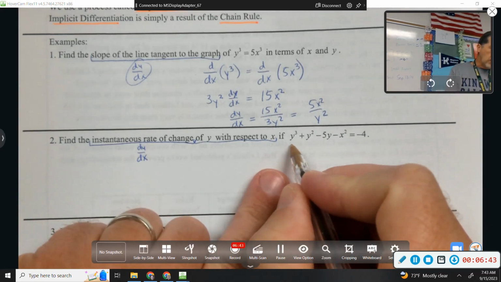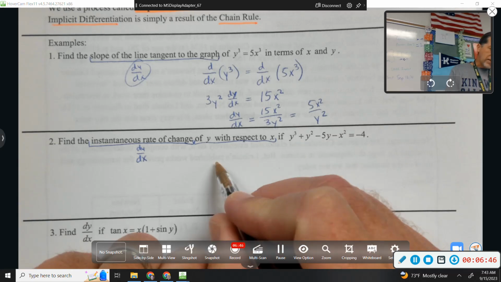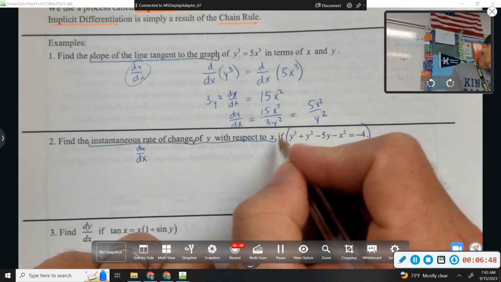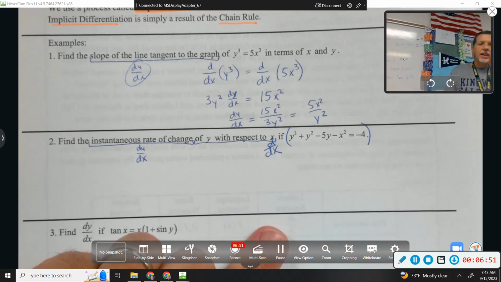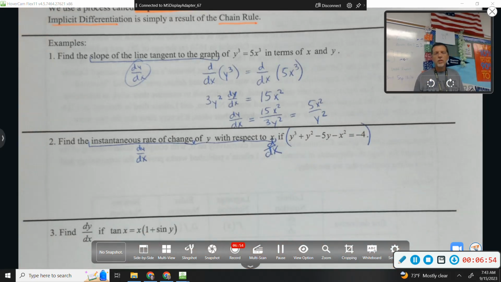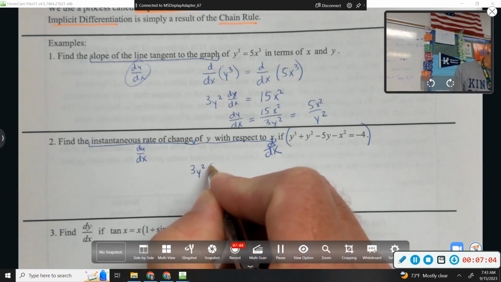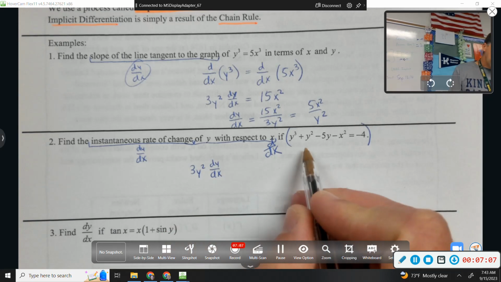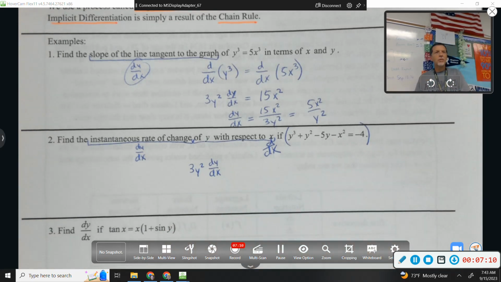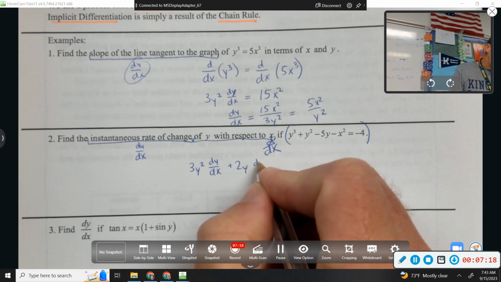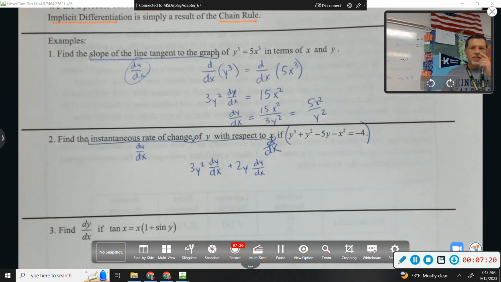So the derivative of y cubed with respect to x. I'll cheat and just put a big D over dx outside of everything there. So what's the derivative of y cubed with respect to x? 3y squared is part of the answer. dy dx. And how about the derivative of y squared with respect to x? 2y dy dx. So anytime a y shows up, dy dx is going to show up.